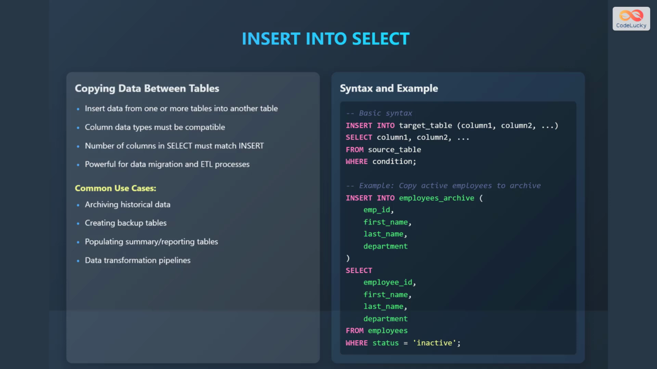Here is the syntax and example. The basic syntax is insert into target table, column 1, column 2, and so on, select column 1, column 2, and so on, from source table, where condition. Here is an example: copy active employees to archive. Insert into employees archive, employee ID, first name, last name, department. Select employee ID, first name, last name, department, from employees, where status equals inactive.